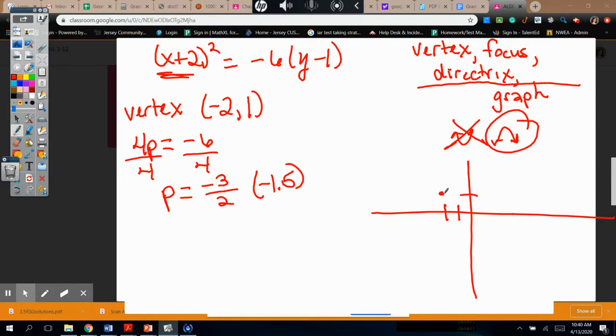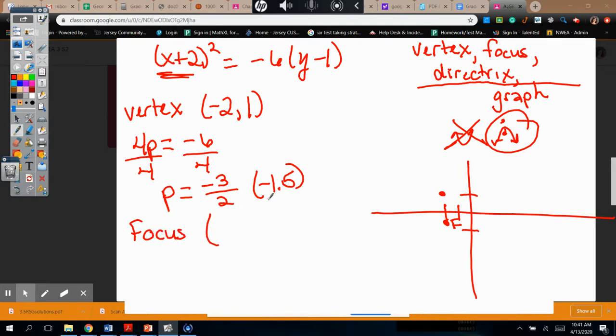That is my vertex. We are going to count 1.5 or -1.5, and because the focus goes inside of the parabola, we're going to go up or down. So go down 1, down 1/2. That is the focus. So now I'm going to just read my point.